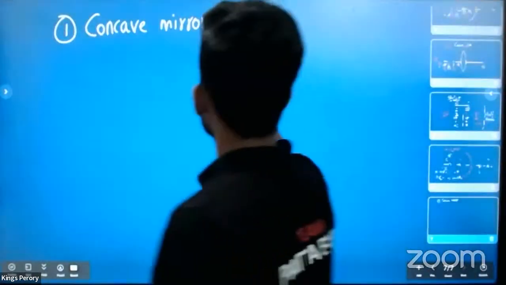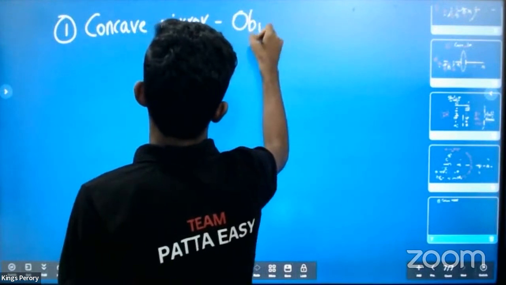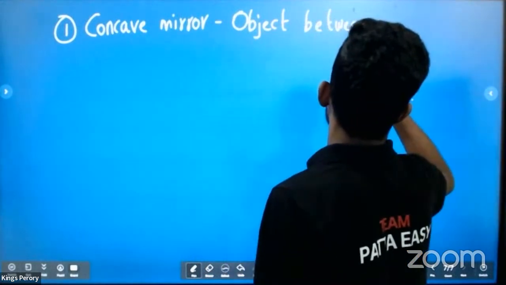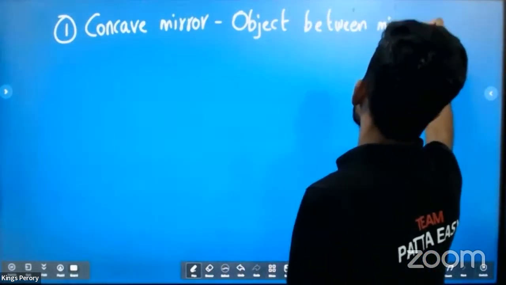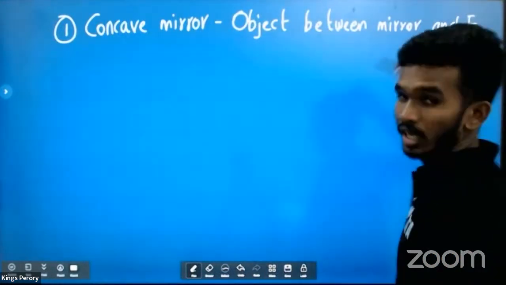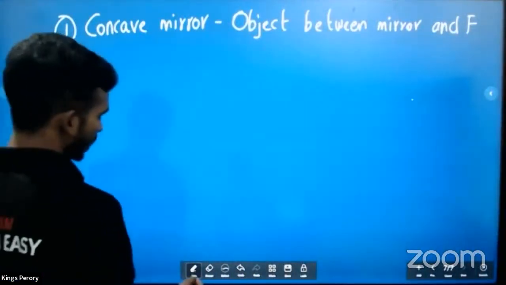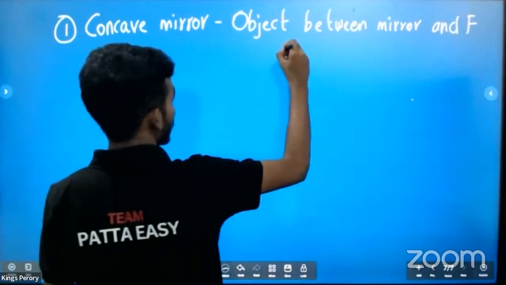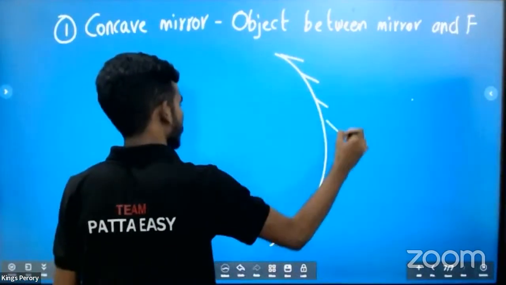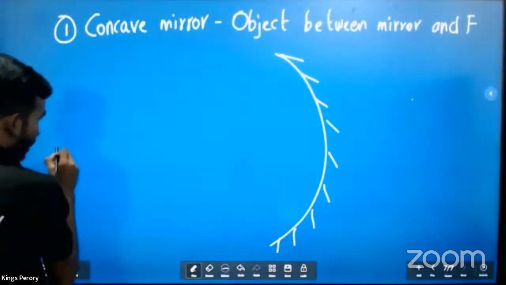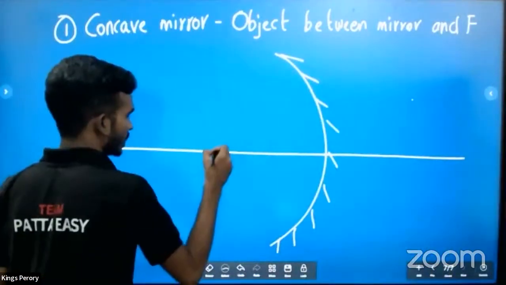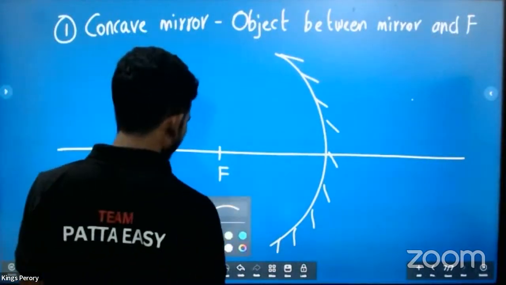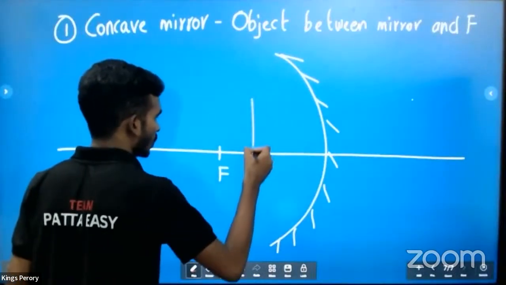I keep the object between the mirror and focal. Where will the image be formed? This one we don't know. Draw the concave mirror, the principal axis. Somewhere here you have the focal, and in here you have the center of curvature. You place the object between the mirror and focal.